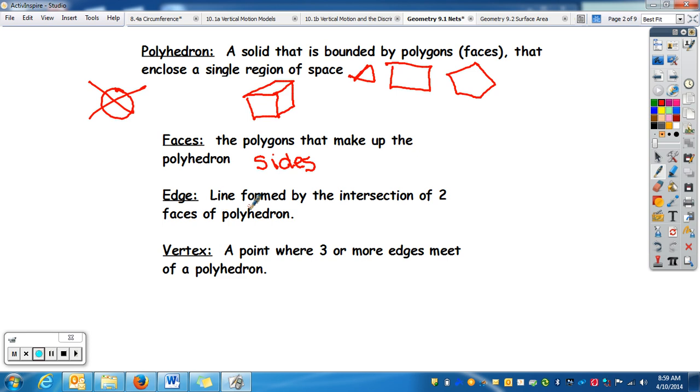An edge is the line formed by intersecting two faces of the polyhedron. Taking a look at the cube I drew up there, that would be an edge where two of the sides or faces meet. A vertex is the point where three or more edges meet. Right there would be a vertex. There are many different types of polyhedrons, and there's a lot of study on them. You could Google and find all the different cool polyhedrons that exist.